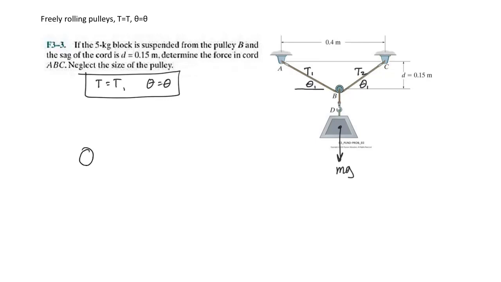All right, so here I have a pulley, tension going this way, tension going this way. They are the same tension. There's a weight going down. This is going to be 5 times 9.81. There's an angle, theta, and those thetas are going to be the same on both sides.